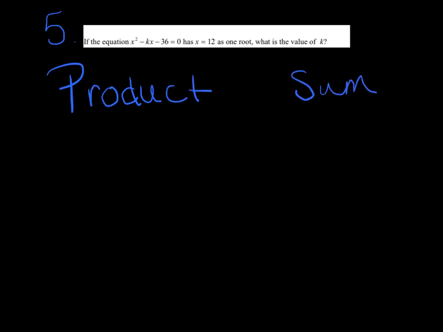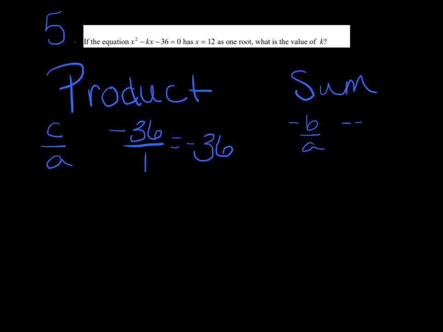So here's a little twist. If the equation x squared minus kx minus 36 equals 0 has x equals 12 as a root, what is the value of k? Okay, so here's what we do. We say to ourselves, do we know the product or the sum? Take 2 seconds and let's write down each. Remember, the product is c over a, so I get negative 36 over 1, which is negative 36. And I know the sum is negative b over a, so if I plug this in, I get a negative negative k over 1, which is k over 1.